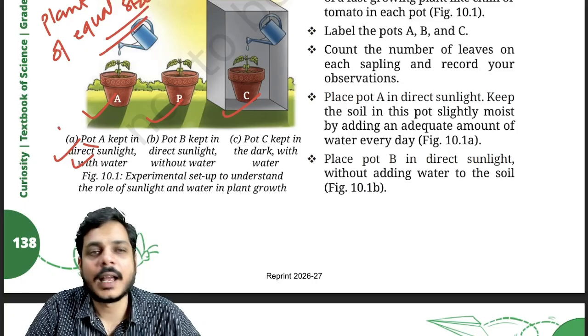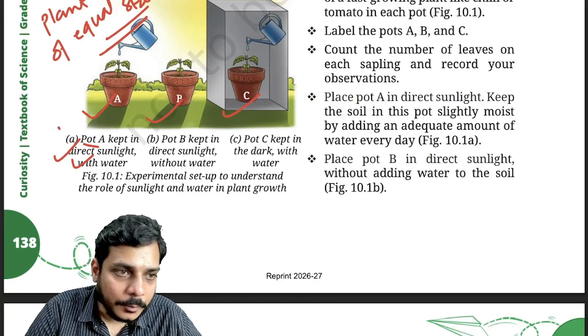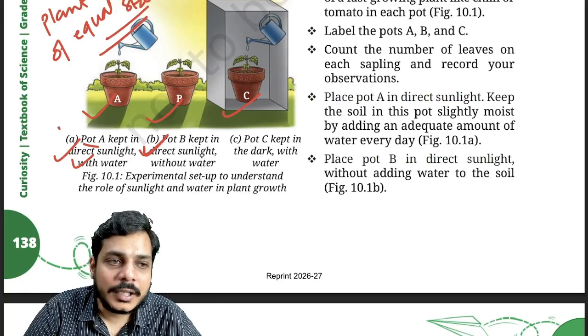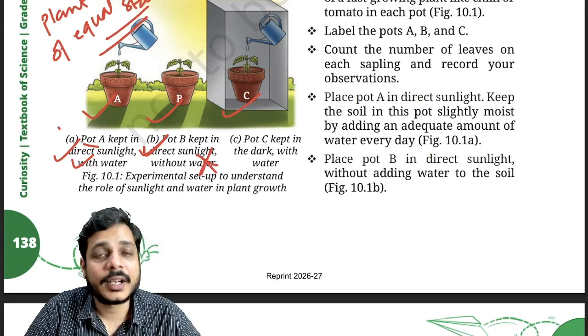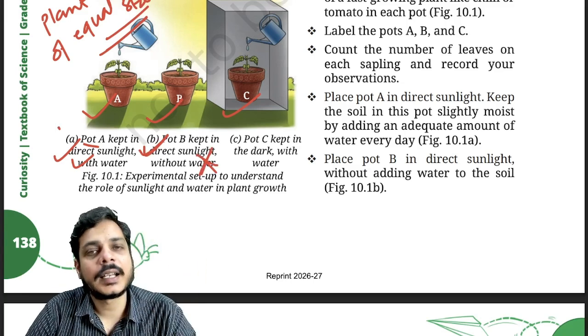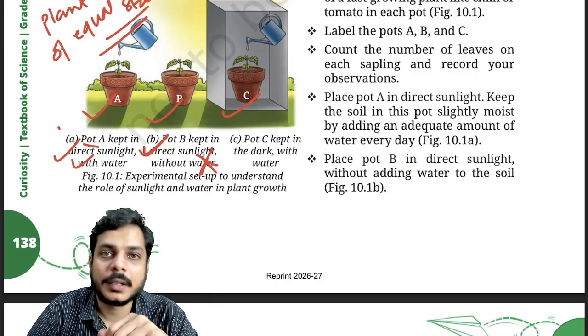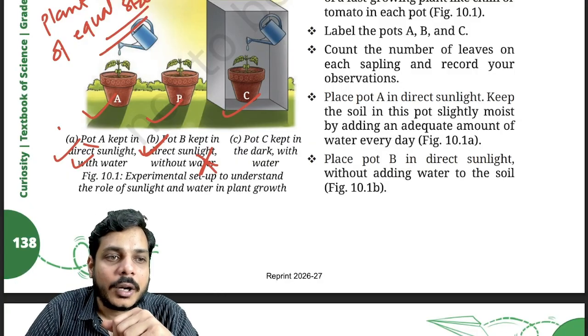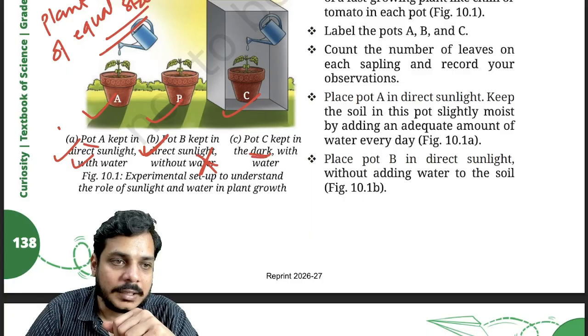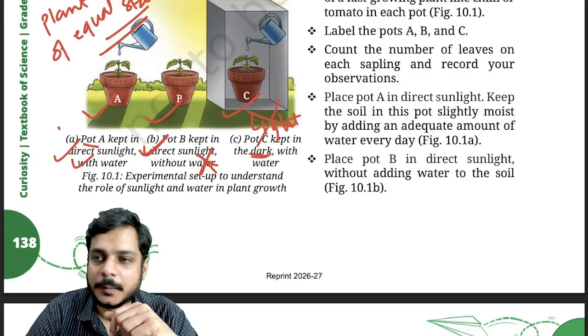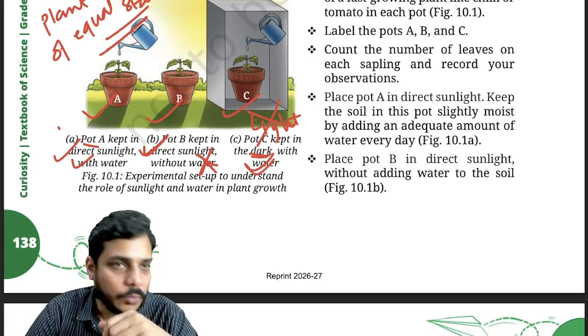In pot A you will have direct sunlight and water. In pot B you have direct sunlight, but water is not there. We are trying to ascertain whether, in the presence of sunlight, water is required or not, between A and B. Now pot C is kept in the dark. This means light is not there, but water is there.